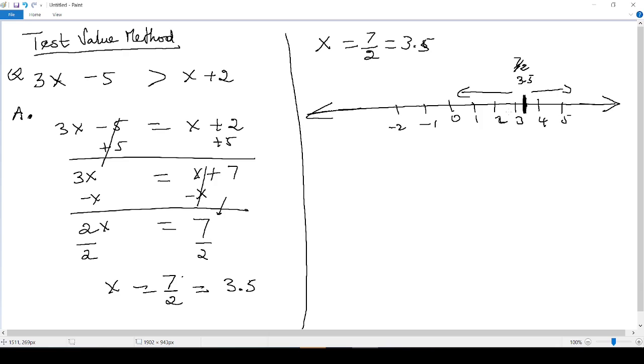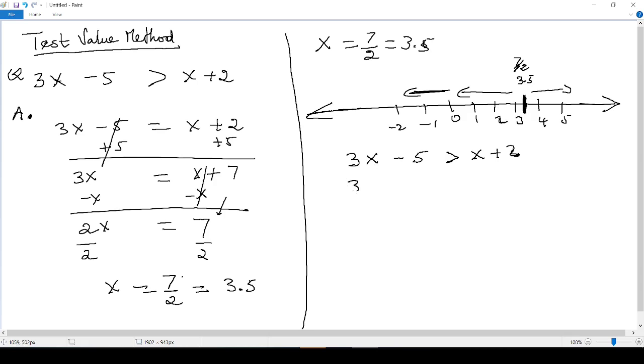So first what we have to do is rewrite our inequality: 3x minus 5 greater than x plus 2. I choose, you can choose otherwise, you start testing this with one number before the 3, so this side, right? And here I can choose any number. I will choose 0, for instance. And you replace the x by the number.